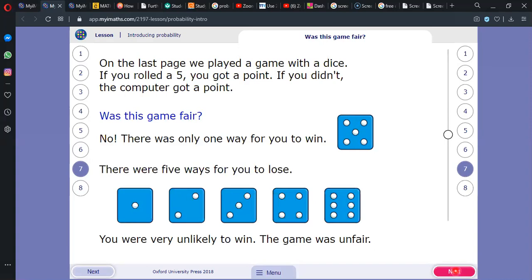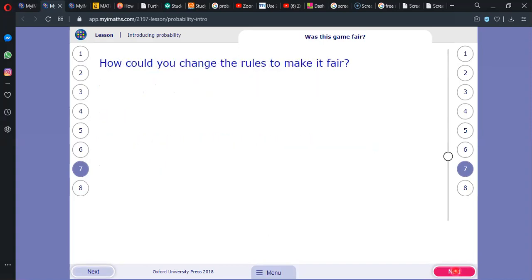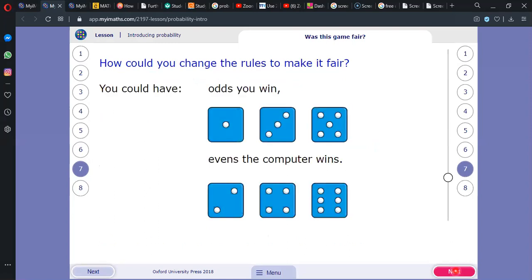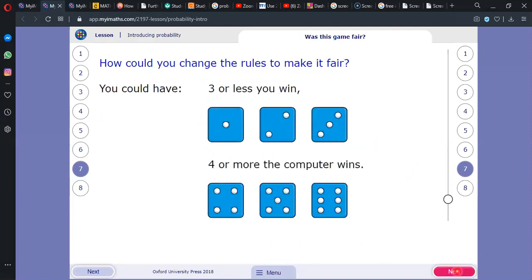How could I make this game become a fair game? One of the ways is I could say odds, I win. Evens, the computer wins. Now we have equal chances. Now this is a fair game. There's another way. I could say 3 or less, I win. 4 or more, the computer wins. So we still have 3 outcomes each.